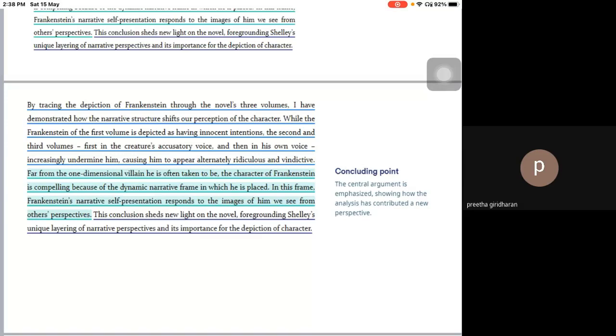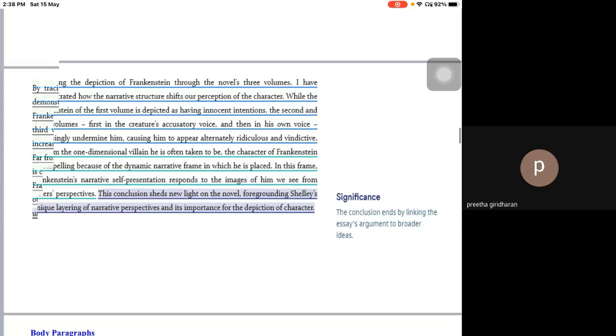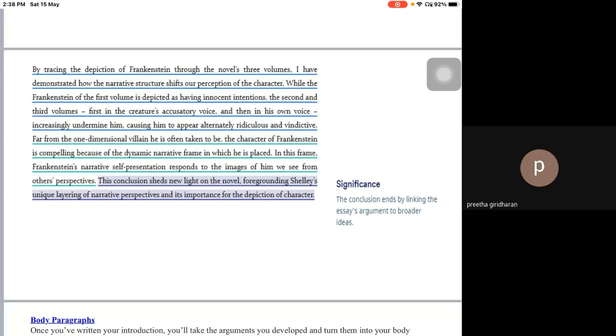What did we achieve through our points and our arguments? What did we achieve? That makes the concluding point. And the last part, see, where we actually point out the significance. What is the significance of this understanding? Okay, it's like, how does it have a wider implication? That's what comes in the last sentence there. See, this conclusion ends by linking the essay's argument to broader ideas. So what is the wider significance of what we have pointed out?